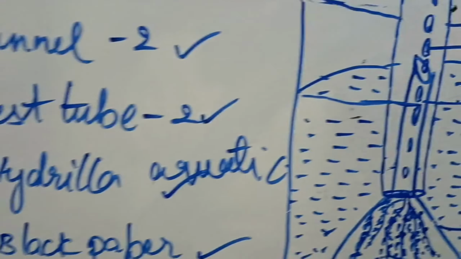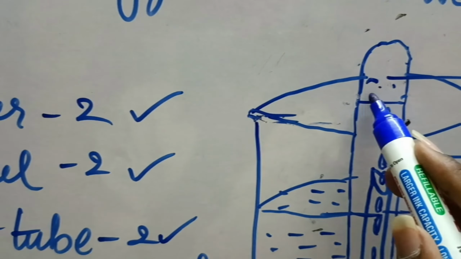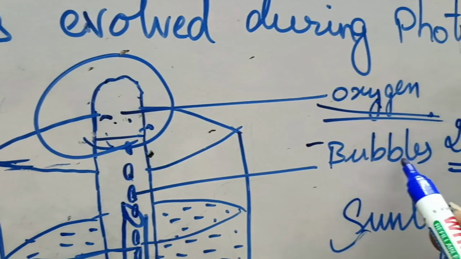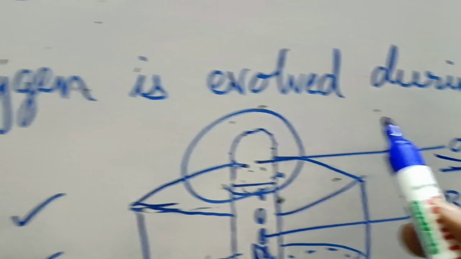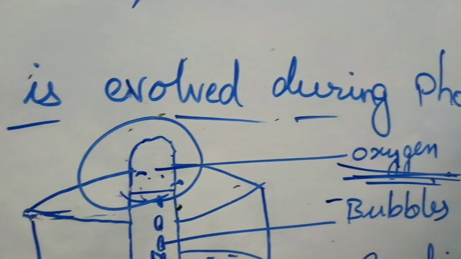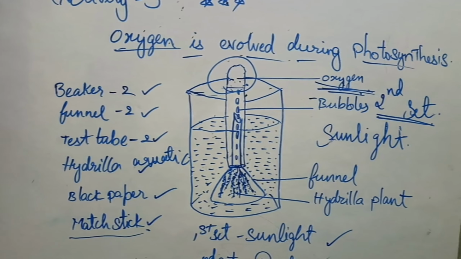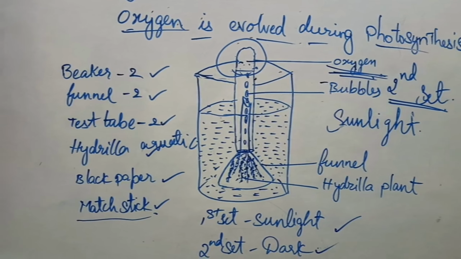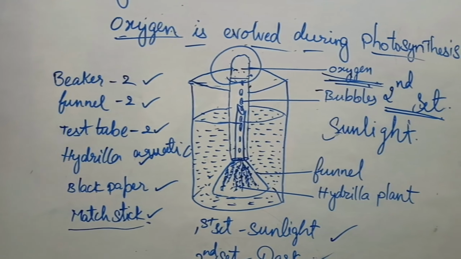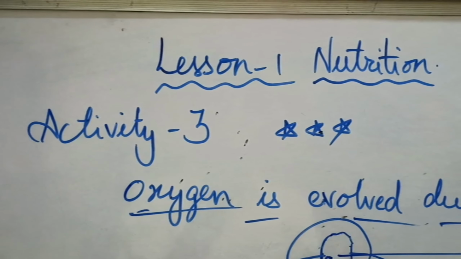This indicates that gas is present in it. Whether gas is present or not, we test it with a matchstick. We take a matchstick and insert it into the test tube containing the oxygen. By this we can prove that oxygen is evolved during photosynthesis. This is the third activity, which is the most important lab activity. You must learn this.